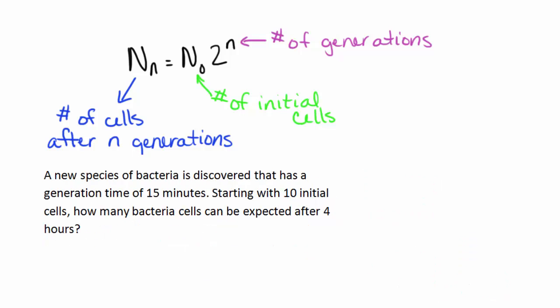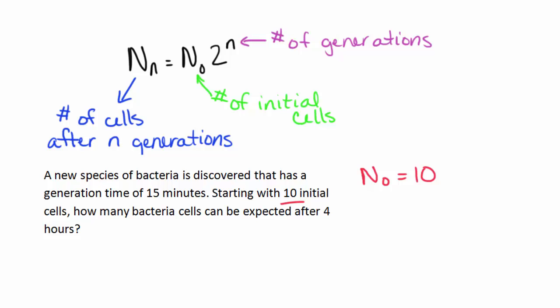If we look at one more example here, this question says a new species of bacteria is discovered that has a generation time of 15 minutes. Starting with 10 initial cells, how many bacterial cells can be expected after 4 hours? Okay, so looking at this, we know that our number of initial cells is going to be 10. Okay, so we can fill that in.